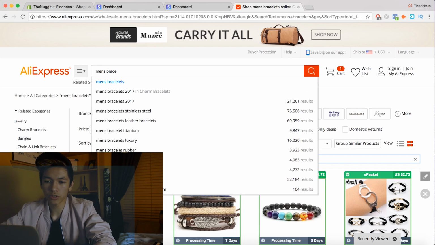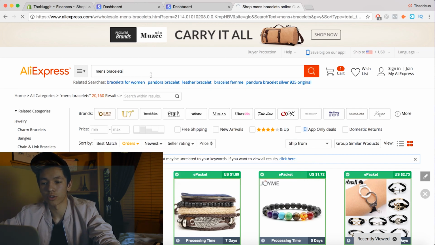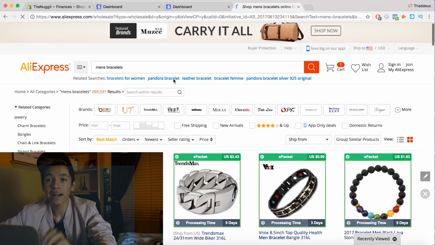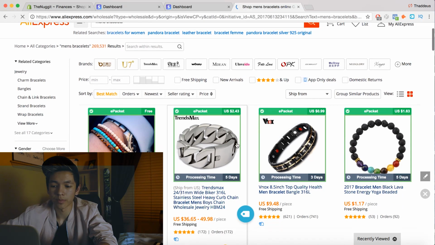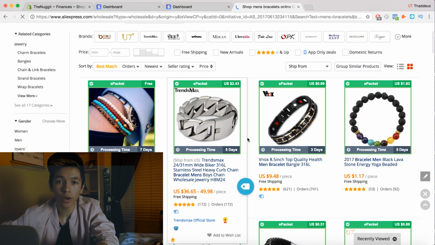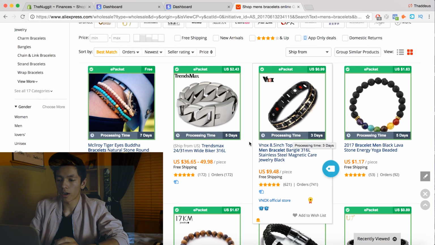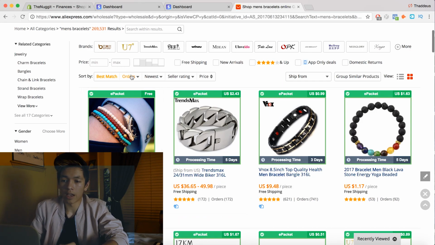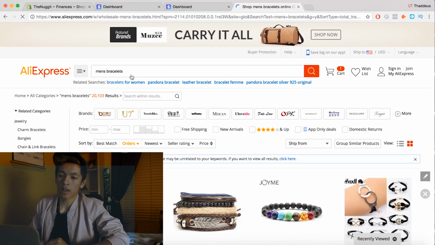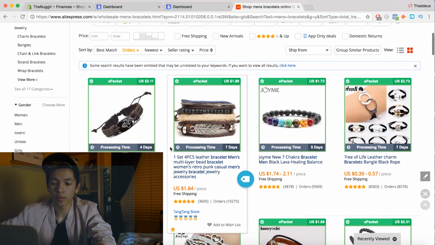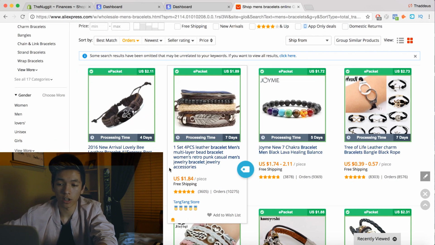So we search up, let's just say, men's bracelets again, just to show you guys this. AliExpress is going to default to best match first. This is a good way to find interesting products that you think will be trendy and sell. What I usually do though, is I just click orders here, and it's going to sort by the most popular products on AliExpress.